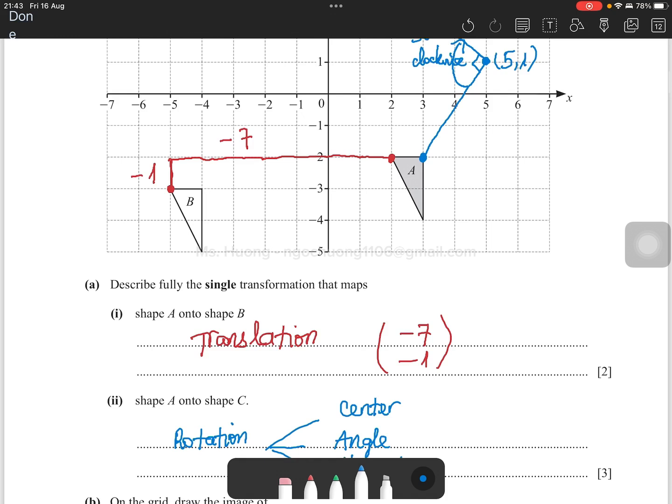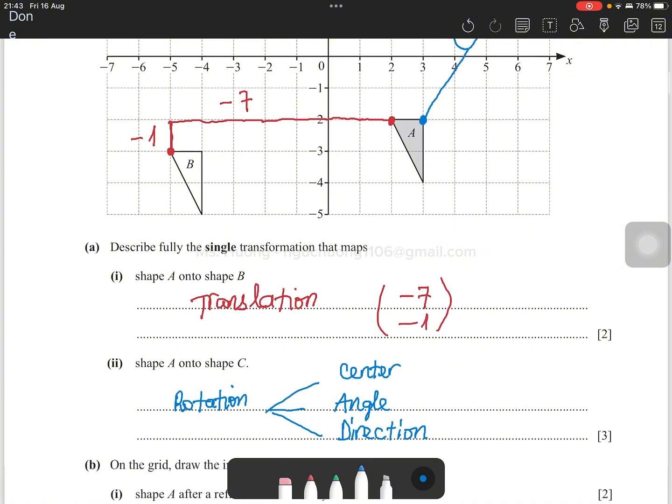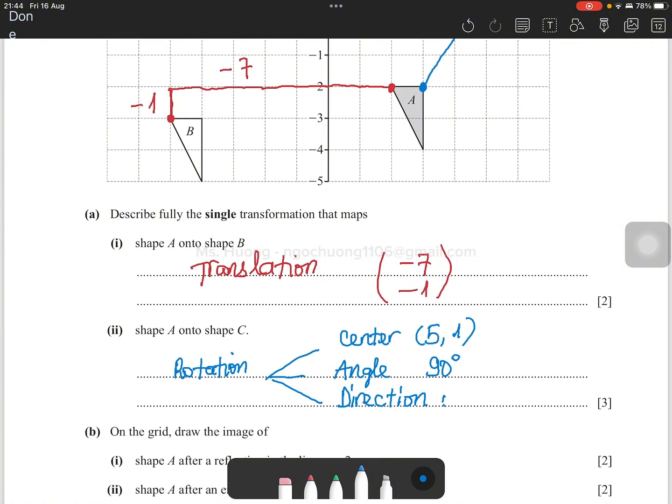So we'll write down the answer. The center is 5, 1. The angle is 90 degrees. Clockwise.